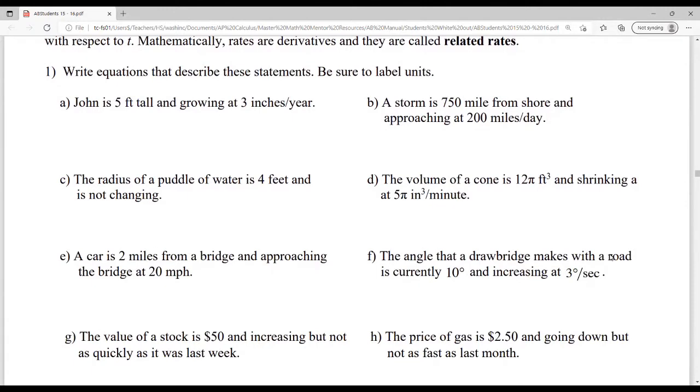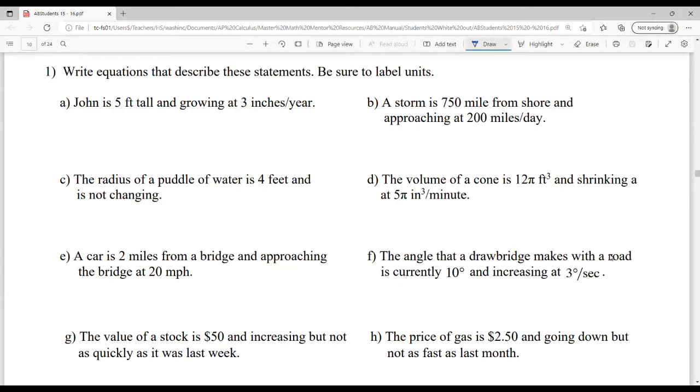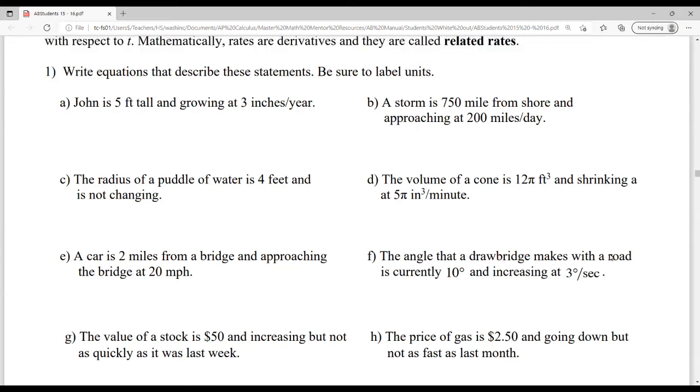This first section of chapter 16 is going to help us get the idea down of what a related rate is. So we're going to fill in this with variables and calculus notation. Looking at number 1, part A, write equations that describe these statements. Be sure to label your units.